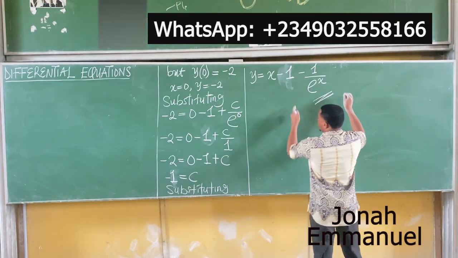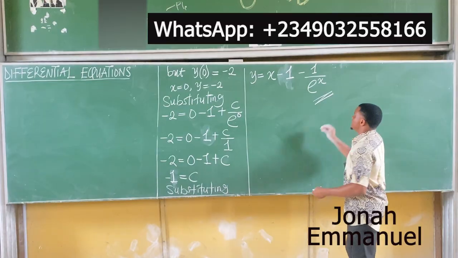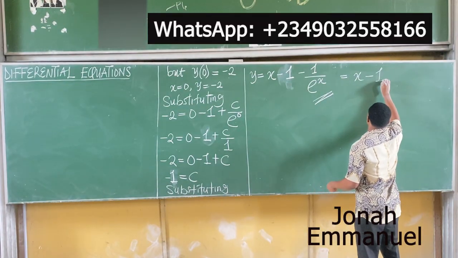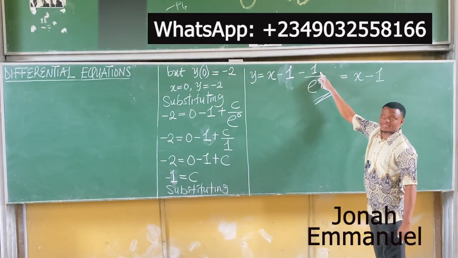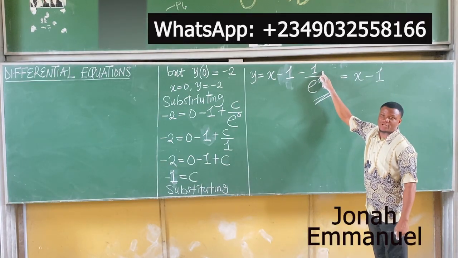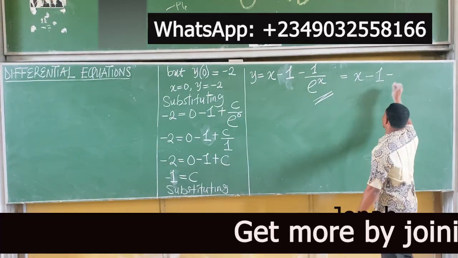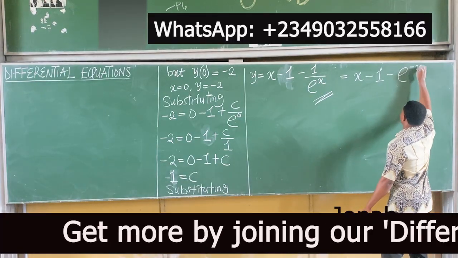This one here, this is the answer. I want to show you something. This can still be written as what there? x minus 1. Look up, please. This in index form, minus 1 over this, gives you what there? Exponential what there? Right?